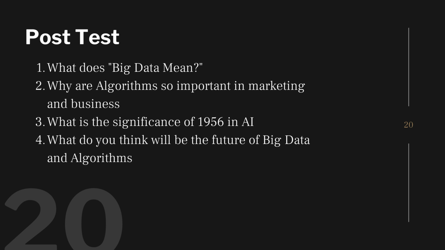What is the significance of 1956 in AI? This is the first time you have the spoken coinage of the term AI. It is the Dartmouth conference in New Hampshire, and it is the reason why AI is so popular. It was kind of the push of AI, the reason why we have AI.